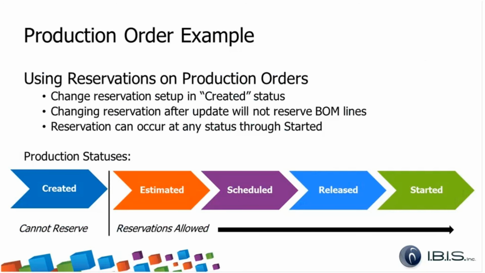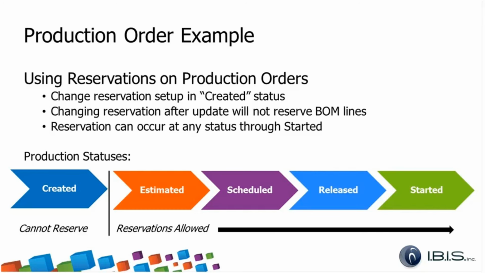The created status is where you would make any changes to the reservation field, and this is always where those changes to the reservation value should be made. So once the order is updated to any status other than created, if the reservation value is changed, this may not reserve the inventory of those components. So I would always recommend again to change it when the production order is in the status of created.